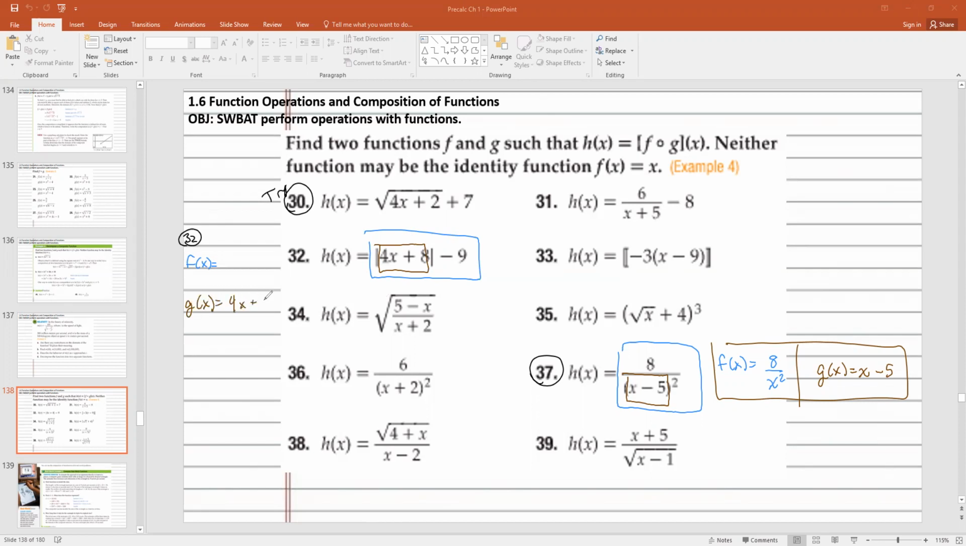So 4x plus 8. And if you block that out and replace it with an x there, there you go. That's your f of x. We have absolute value of x minus 9. That's it. All right. Hopefully that helps.